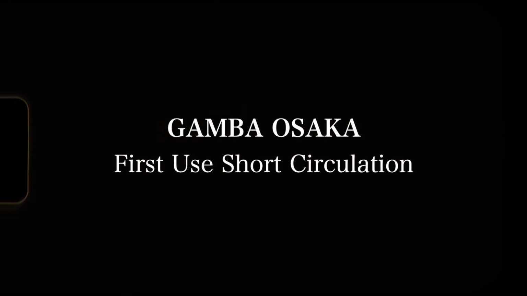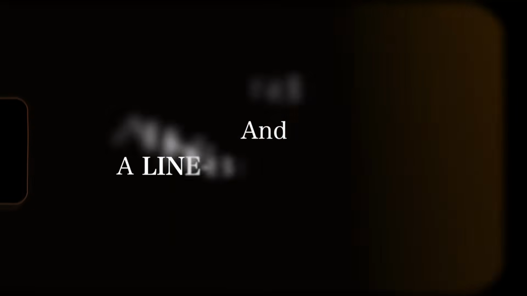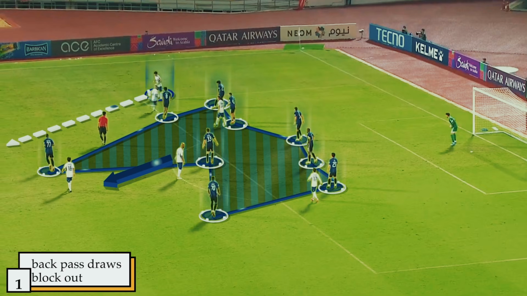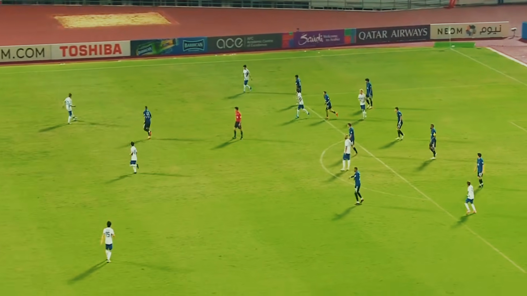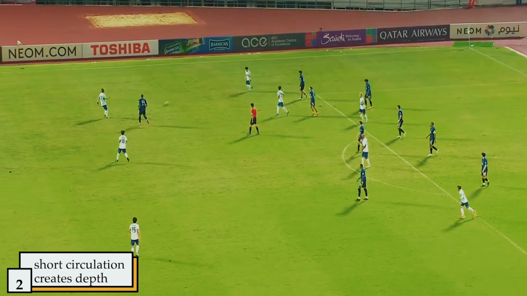This final pattern starts by drawing the block forward before attacking the space behind it. Gamba Osaka first use short circulation to bring the line out, then create the passing lane through a drop movement, before attacking the gap with a delayed run and a line-breaking pass. This time, the possessor plays back to draw the defensive block out from a deeper position. Short passes are then used to pull the line further forward, intentionally creating space in behind.